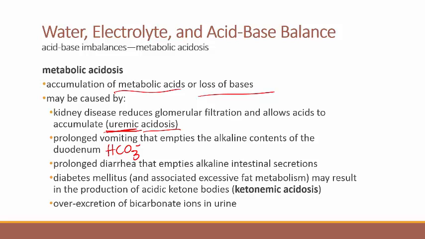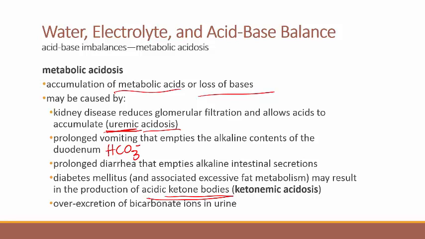If we vomit so hard and so much that we blow off, or vomit up, a bunch of bicarbonate ion, then that can also cause metabolic acidosis. If we have really bad diarrhea that empties the alkaline intestinal secretions, then that, again, is loss of base and metabolic acidosis. And then diabetes mellitus and all the fat metabolism that we associate with that can result in production of a lot of these acidic ketone bodies, called ketoacidosis.